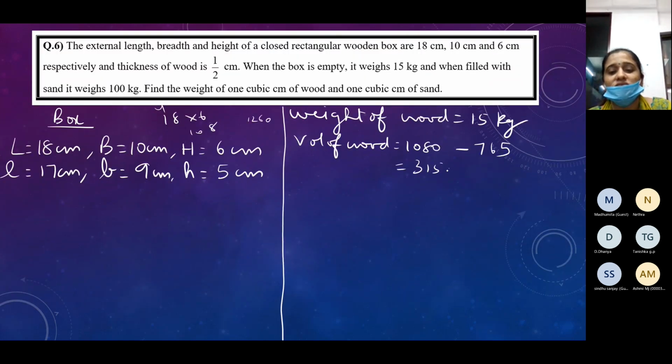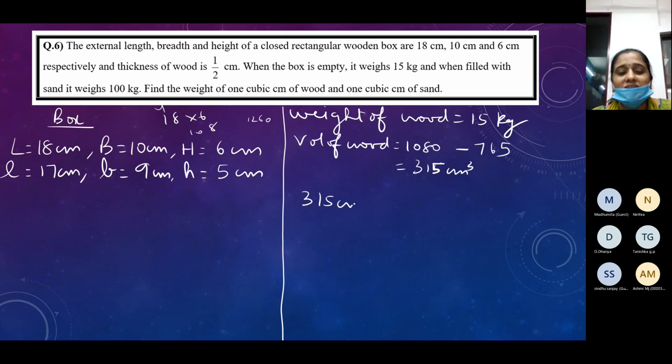Okay, I'm just taking the answers from there. Okay, so this is the volume of wood, children. 315 centimeter cube is the volume of wood. Now, how do you use this? We have the weight of the wood as 15 kgs and the volume of wood as 315 centimeter cube. So see here. 315 by 15 gives us the weight of 1 centimeter cube of wood. Very good.